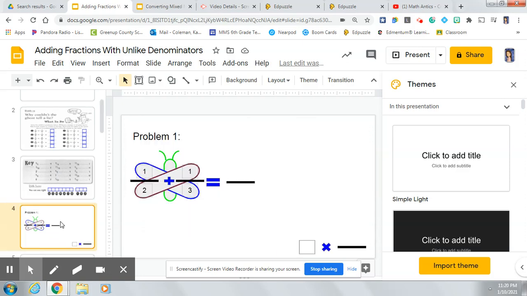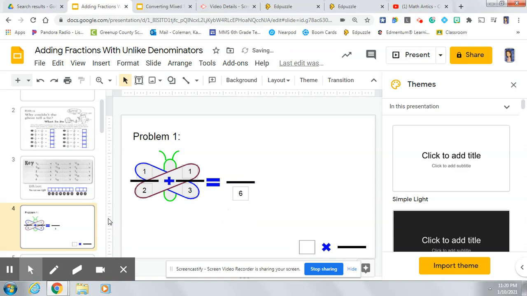So I'm just going to go ahead and do problem number 1. So when we did the Math Antics video, we learned that we have to multiply the denominators together to get the denominator in my answer. So we multiply 2 times 3 to get 6. So 6 is going to be our denominator.